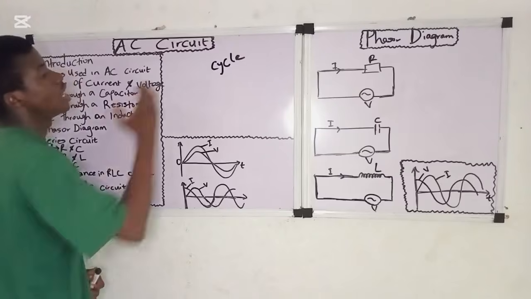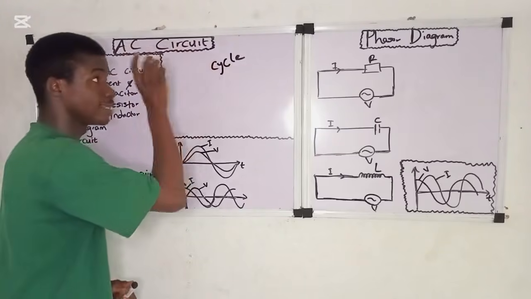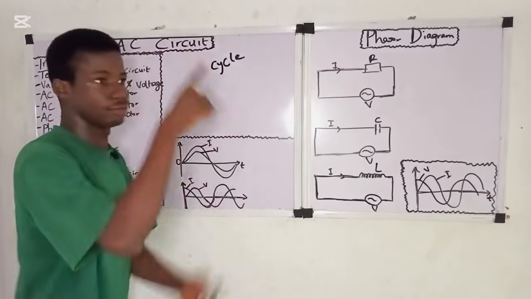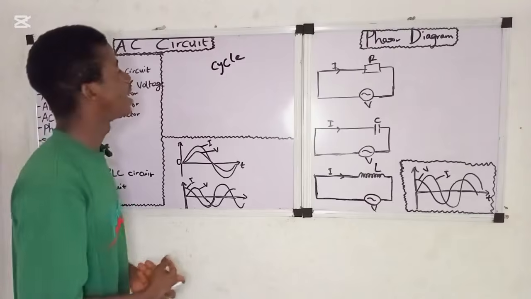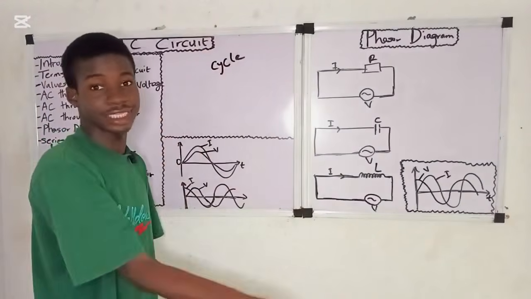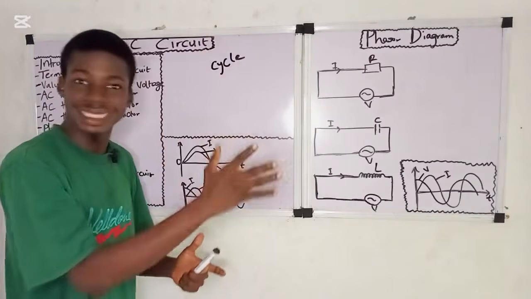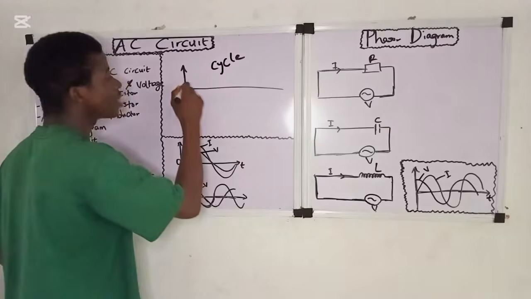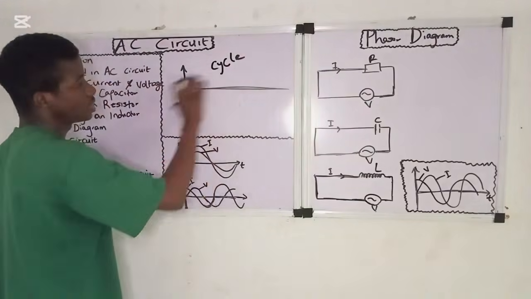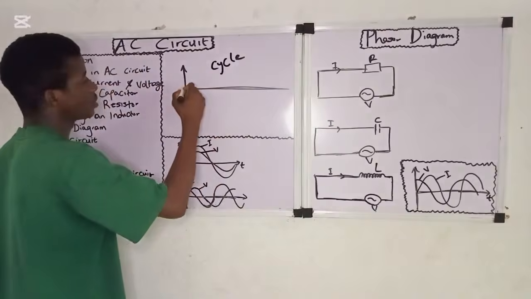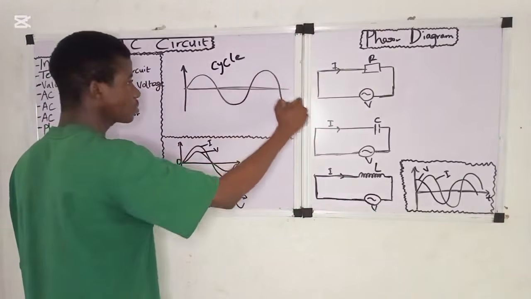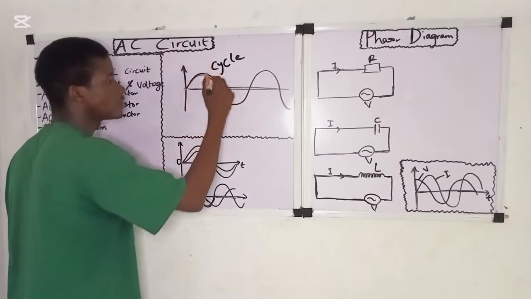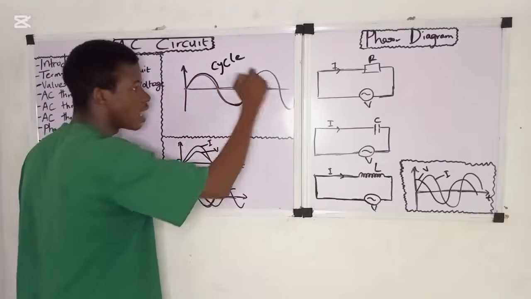The first term we are dealing with now is cycle. We know cycle, right? 360. A cycle is made up of a positive half and a negative half, which we call crest and trough. Let's say, for example, this waveform. A cycle is made up of a positive half, then a negative half.